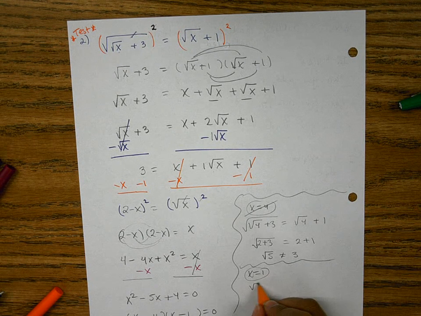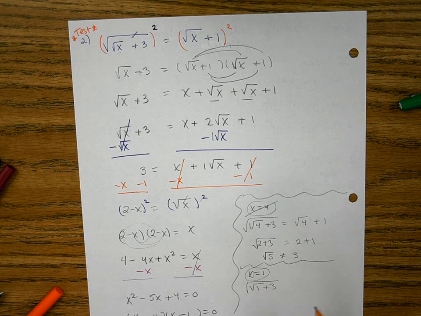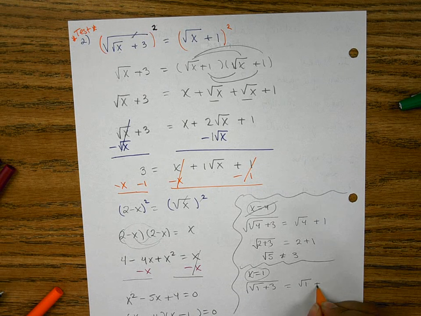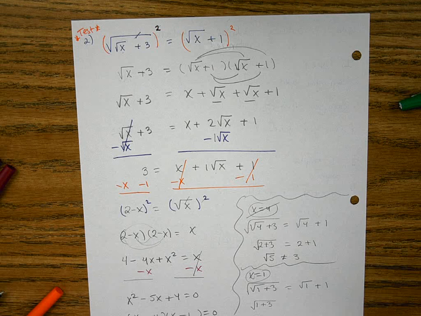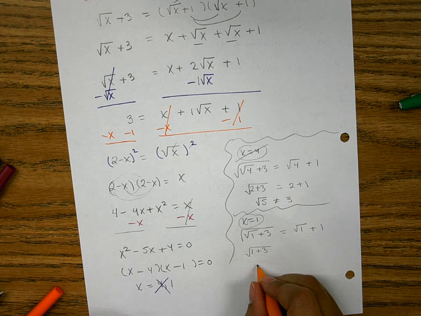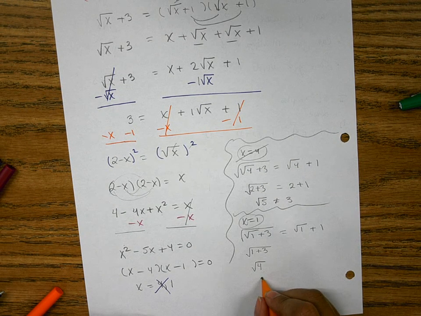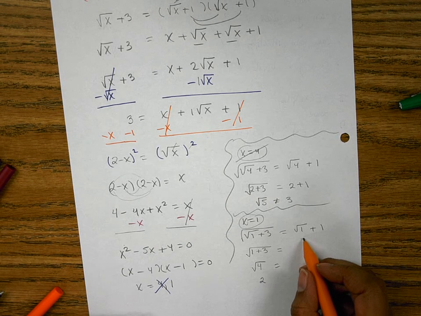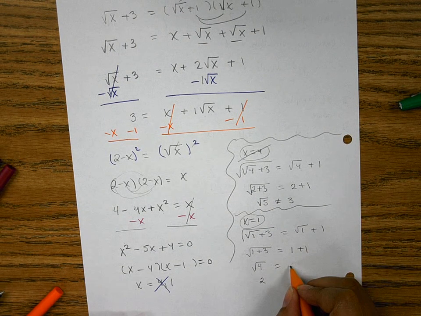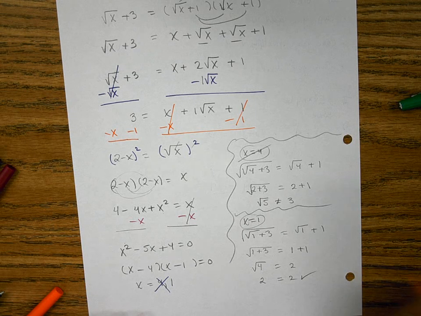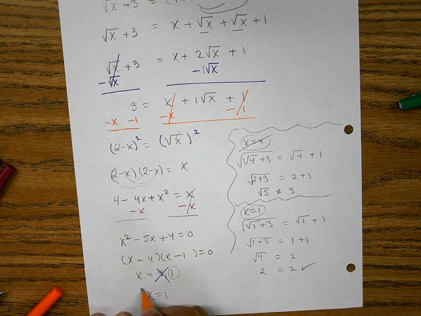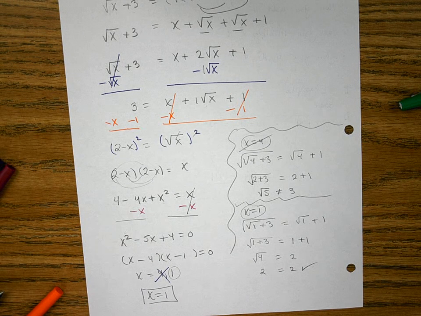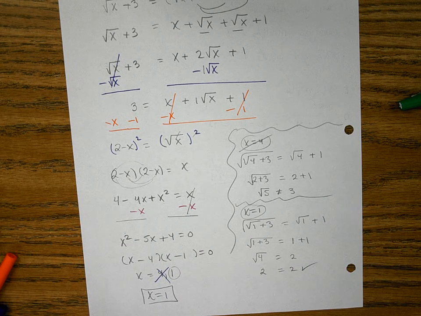And now I'm going to come back and I'm going to check 1. X equals 1. 4 didn't work. Okay, square root of the square root of 1 plus 3 inside the big square root equals the square root of 1 plus 1. Square root of 1 is 1. 1 plus 3 is 4. Square root of 4 is 2. Over on the right side, square root of 1 is 1, plus 1. 1 plus 1 is 2, and 2 indeed equals 2. Therefore, 1 is the only solution.